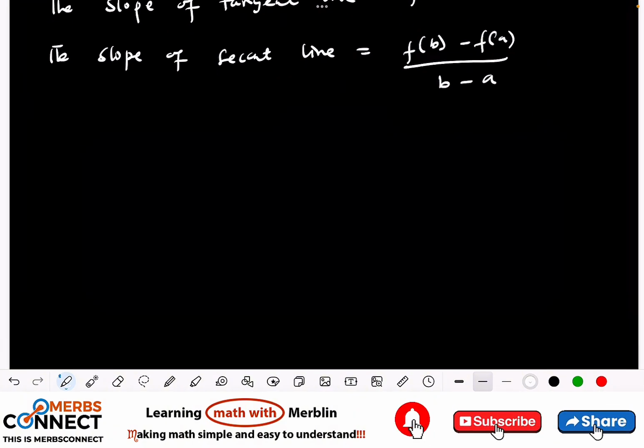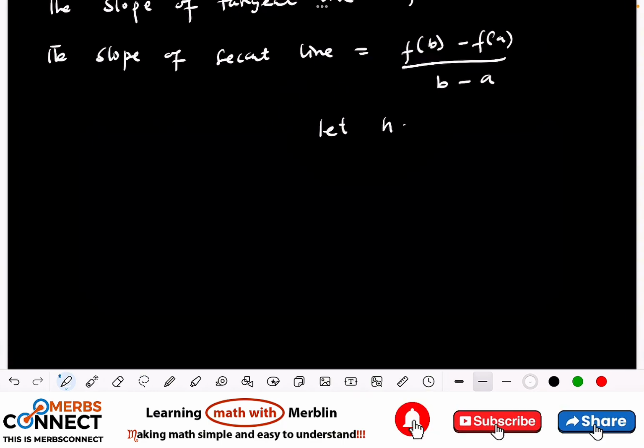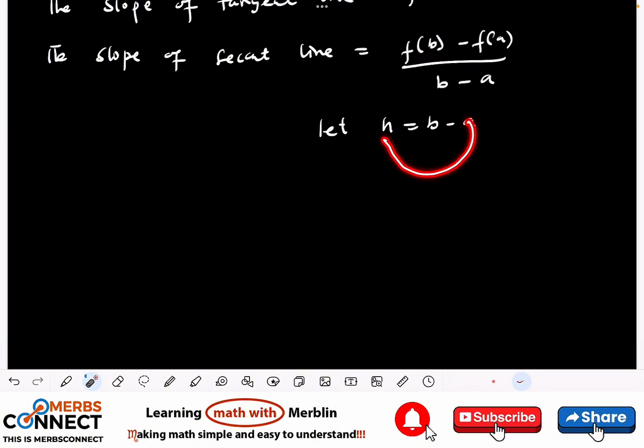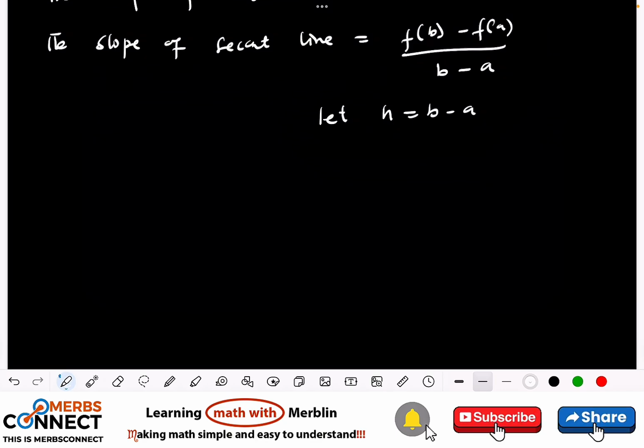So first, what I'm going to do is I'm going to let h be equal to b minus a. So when I do that, then I can make, let me say, A the subject or B the subject, right? When I make B the subject, I just need to move the A to this side. So B will be equal to h plus a.